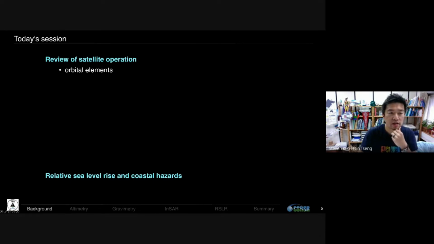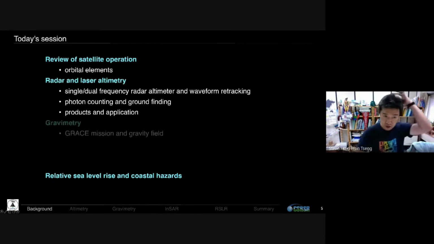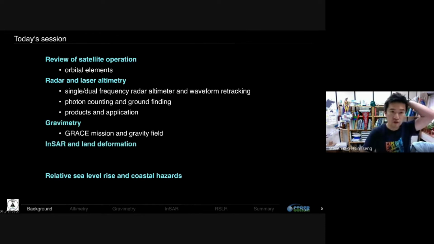So here is today's session. We'll try to have an overview of orbital elements first, and also altimetry, how to use radar to measure the sea level. And I'm going to give you a very brief introduction about GRACE. It's basically a mission to monitor the global ocean mass change. And then I'm going to show some results of InSAR and the land deformation in Taiwan. And we can combine this together so that we can discuss the so-called relative sea level rise issue.